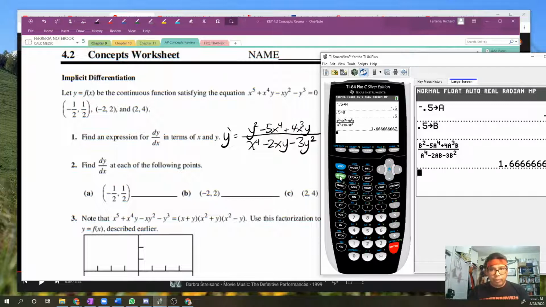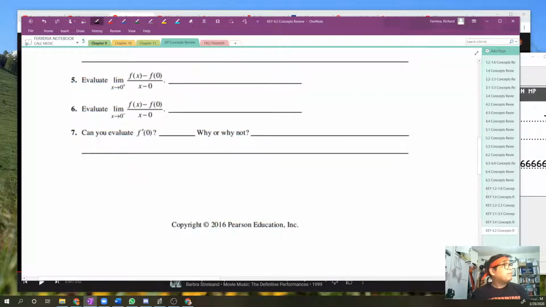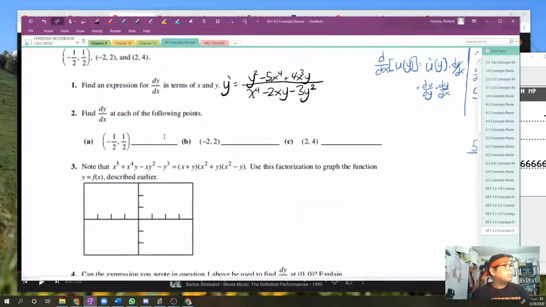I'm going to push enter. We're getting 1.666, which is 1 2/3, and if my math serves me correct, that's 2/3. Did I say 2/3? 5/3. So we got 5/3 here. Oh, it'd help if I turn on the pen. 5/3. Go ahead and do the rest of these and check back here in a minute.